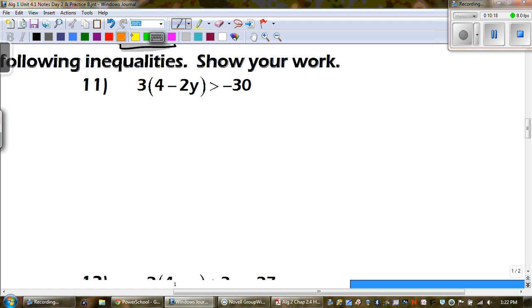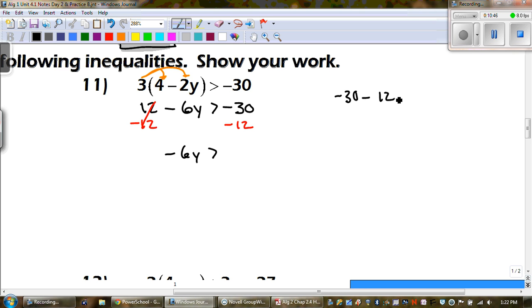All right, let's do the next one together. We have to distribute the 3. 3 times 4 gives us 12. 3 times 2 gives us 6. All right, I have to subtract the 12 from both sides. And somebody asked this in class, isn't it 18? Well, no, because if you think of negative 30 minus 12, if we add the opposite, it's the same symbol. Okay, so we get negative 42.